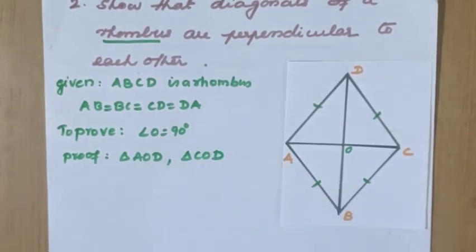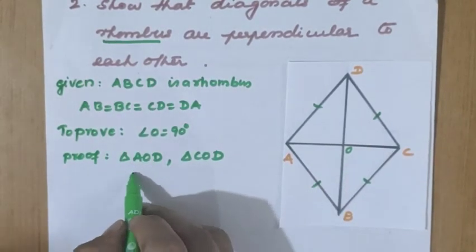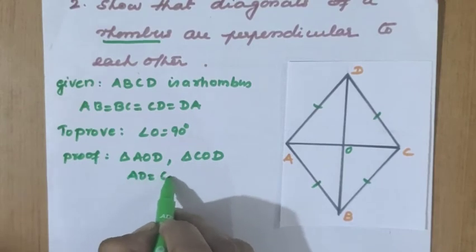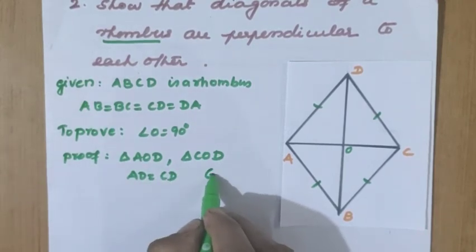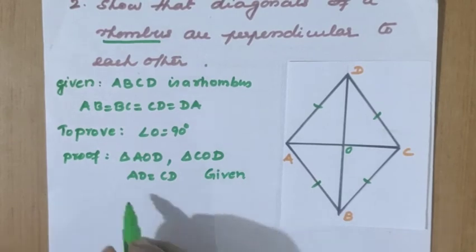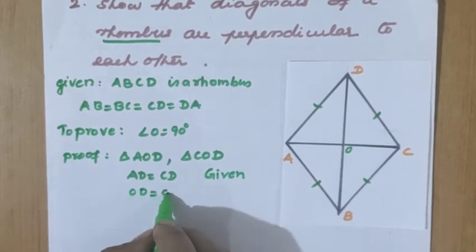let us see what the equal parts are. Already we have marked the four equal sides. So in AOD which side is coming? AD. And in COD which side is coming? CD. That is given because of the rhombus criteria, right? Now OD equal to OD, common only.